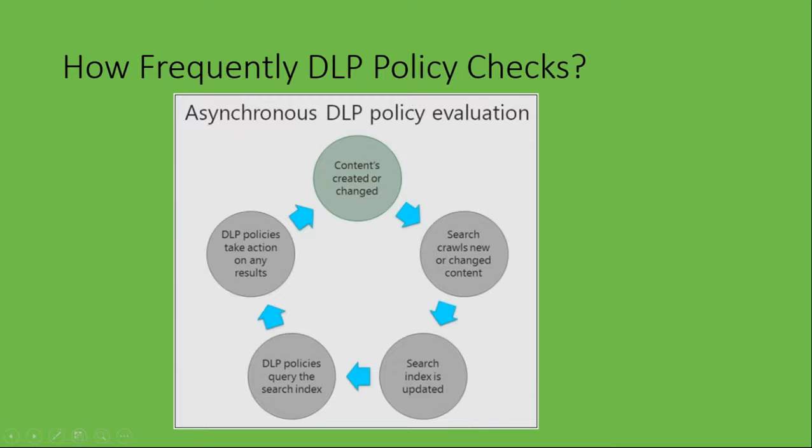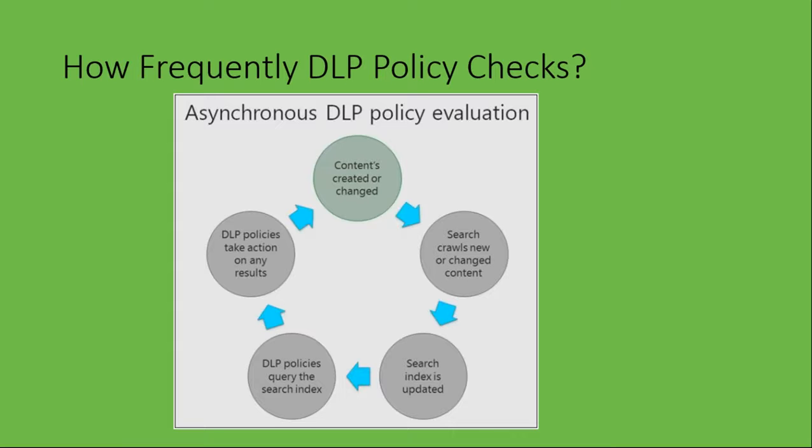Now, another question comes in: what's the frequency with which the DLP policy checks the content, to see whether any document has sensitive information? The process for that is, as we know, that users can upload new content or they can modify existing content. So at any point of time they can include sensitive information in the content, or they can remove the sensitive information from the document.